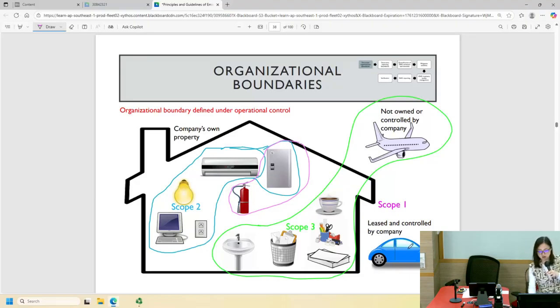And then for this car, if we are using operational control and this car is controlled by the company, then this is also Scope 1. All right?